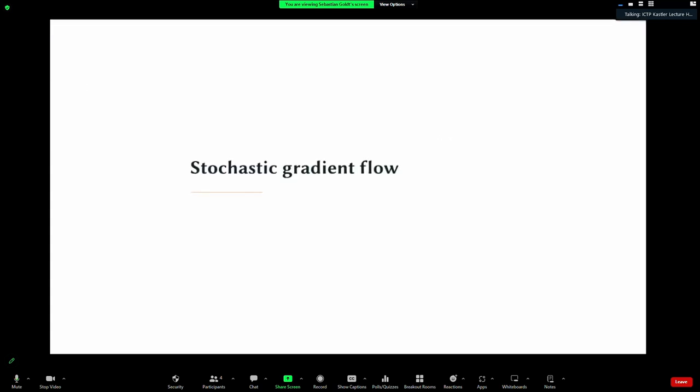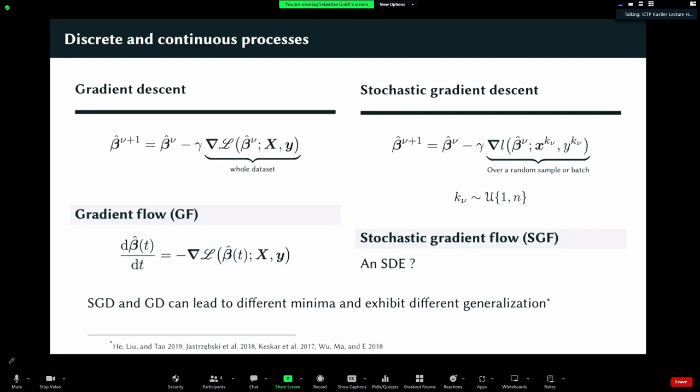So, what is stochastic gradient flow? When we go to the computer, we do a discrete process, right? We do gradient descent or stochastic gradient descent. But of course, it's hard to deal with a discrete process, so we like gradient flow when dealing with full batch gradient descent. The question is, when you choose a sample or a batch, is there some kind of continuous representation for this process, usually called stochastic gradient flow, a stochastic differential equation that could represent it? This is interesting because it's known that SGD and GD can lead to different minima and exhibit different generalization, depending on the system, of course.